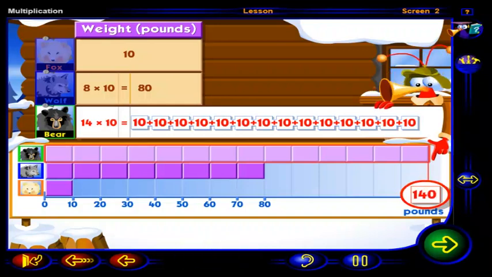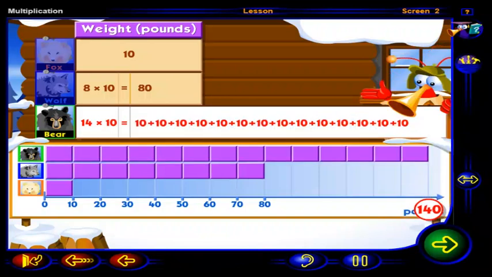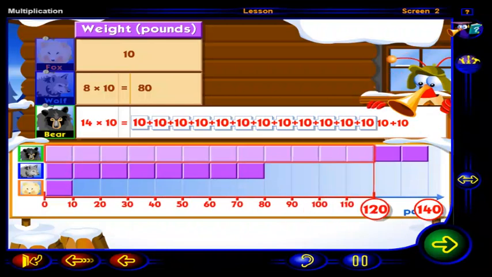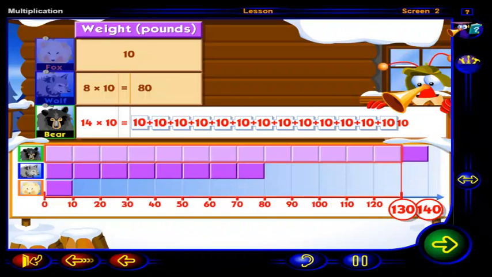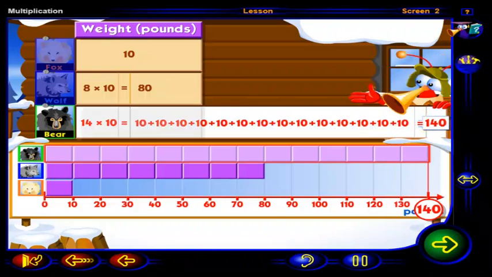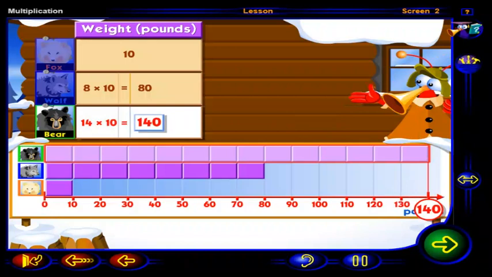That's right. The bear weighs 140 pounds. We know that this length, from here to here, shows 80 pounds. So, starting from 80 and counting by 10 to 14 tens is 90, 100, 110, 120, 130, 140. 14 times 10 is 140. So this bear weighs 140 pounds.